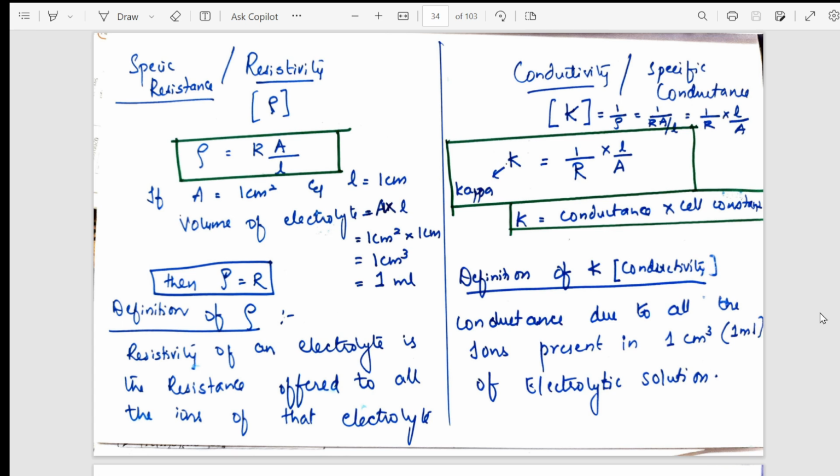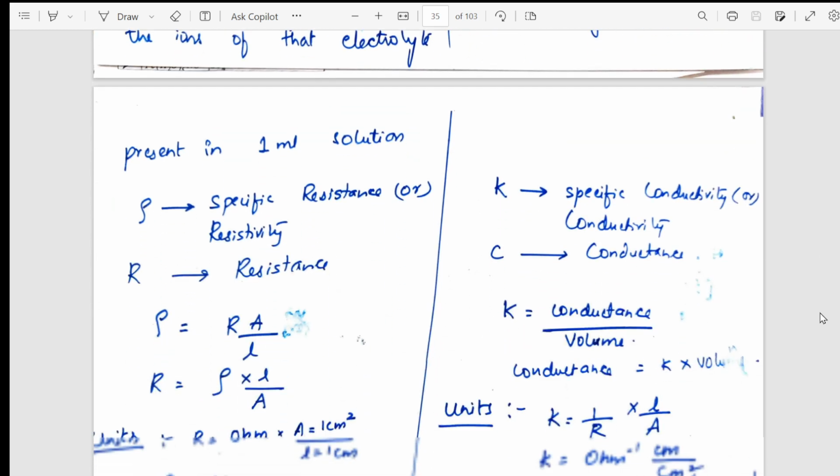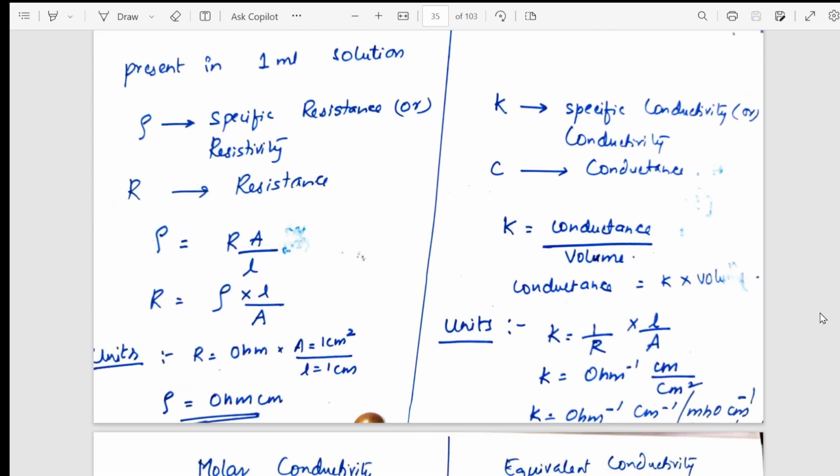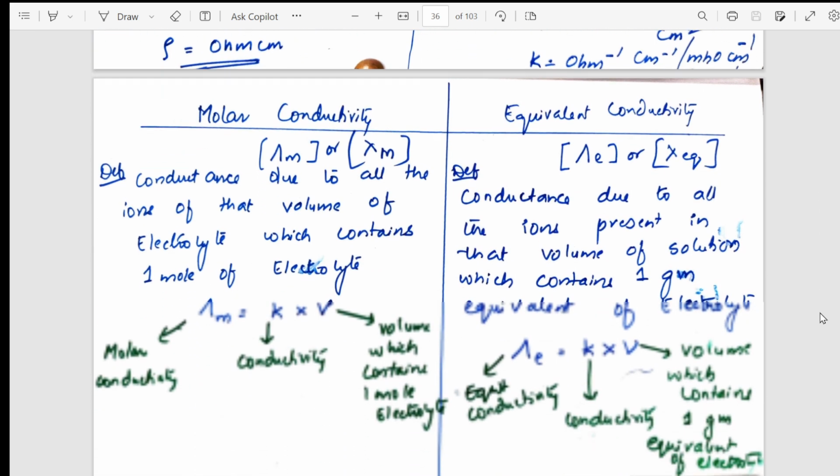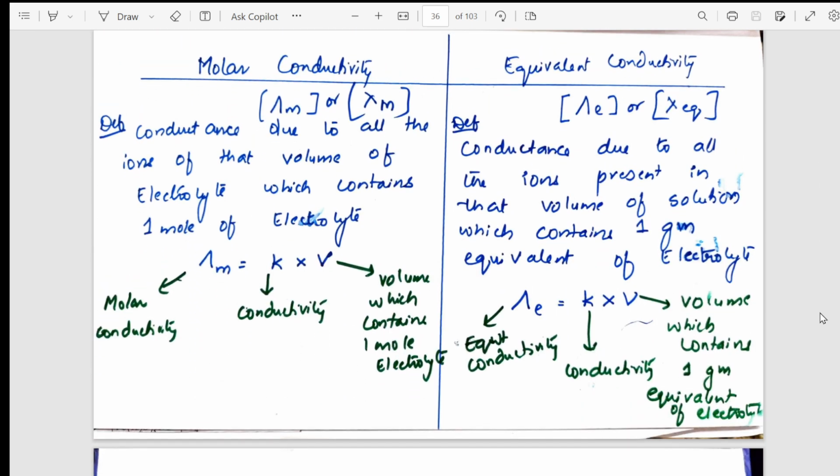Now conductance is over, resistance is over, conductivity is over, resistivity is over. Now what are we going to learn? Next important thing, the formulas and units. Very important because in the numericals you'll be using this. After everything is over, then I've gone into a concept called molar conductivity and equivalent conductivity. What is the representation and what is the definition? What is the formula and what are the units, I have also given in the next page.